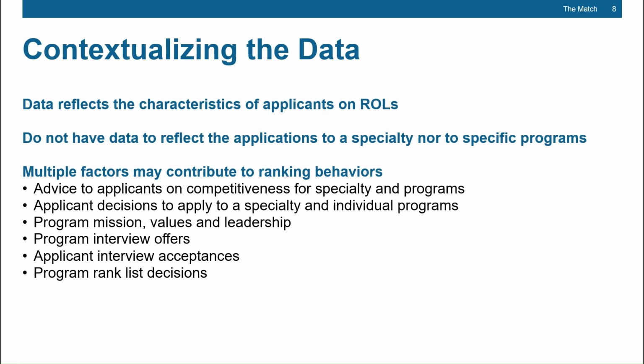Therefore, we want to reiterate that the data presented reflects the characteristics of applicants on rank order lists, but how or why those applicants ended up on rank order lists is quite complex and difficult to unpack. With that context in mind, let's turn to our results. We'll begin today by discussing program ranking patterns in relation to applicant type.